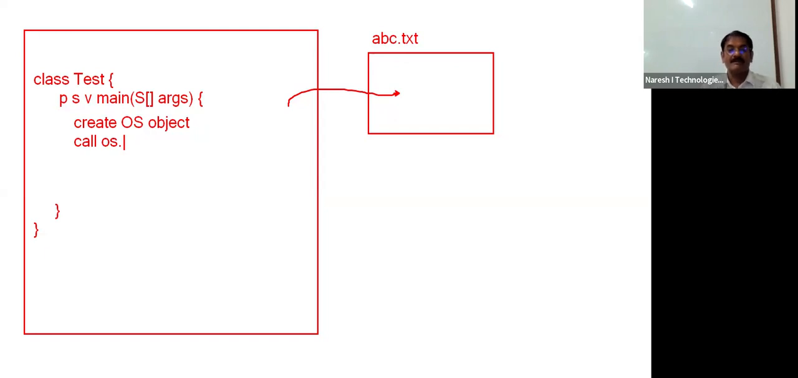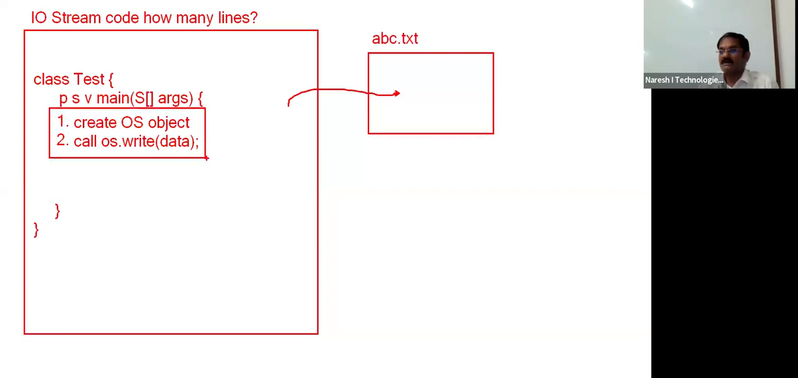Now here I'm having a method called write. What do you want to write? Data. The data you should write here. So tell me, in the IO stream chapter, how many lines of code will we have? Only 2 lines. Number 1, create the stream object. Number 2, call the method to perform that operation. That's all.